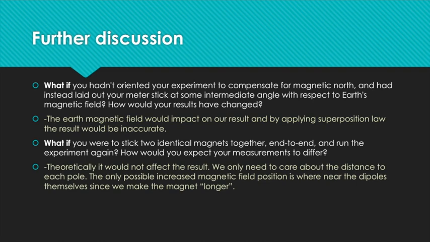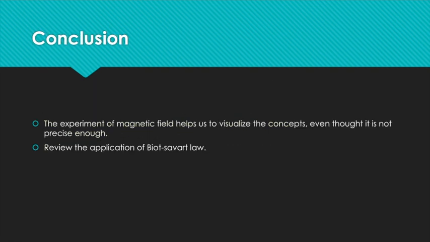The second question is, what if we stick two identical magnets together? Would it affect the result? I think that theoretically it would not affect the result much. We only need to care about the distance to each pole in our experiment. So the only possible increase in magnetic field is where it is super near the dipoles themselves, since we make the dipoles longer.